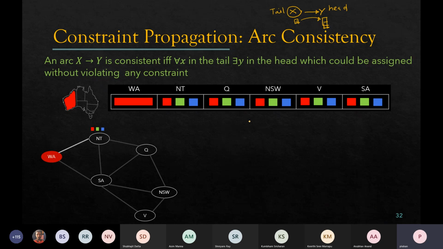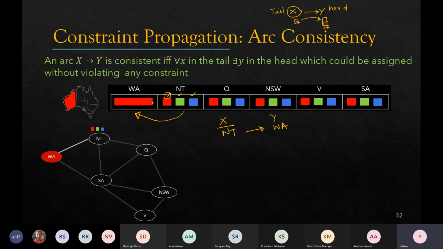So what are we checking now? We are checking NT to WA. We have frozen WA, right? So our X is NT and Y is WA, and we are trying to check this. Now these are all instances of X. First we'll check with the red assignment. Let us see if we assign red to NT, whether that assignment goes well or not, right? But you see, if we assign red to NT, there is a constraint violation because they are neighbors to each other. We cannot assign red here.